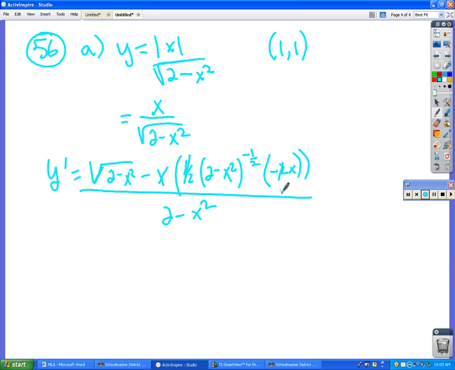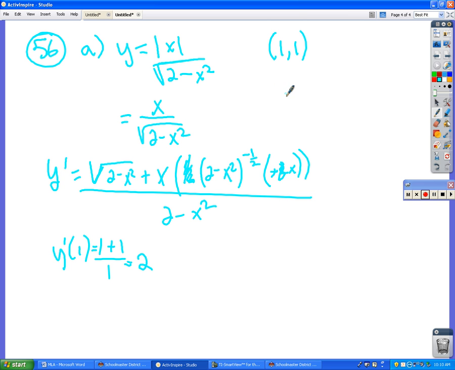So these cancel. And then I need to plug in 1, right? I want the slope at the point (1, 1). So this will be 1 minus the 1/2 and the 2 cancel. This is also going to be 1, even though it's to the negative 1/2, because it's 1 over 1, which is 1. This is 1, this is 1, and this is a negative, and that's a negative. So it's going to be 1 plus 1 over 1, which is 2.